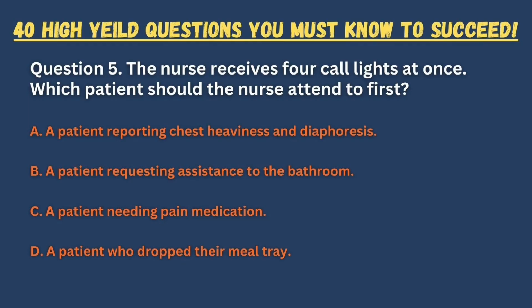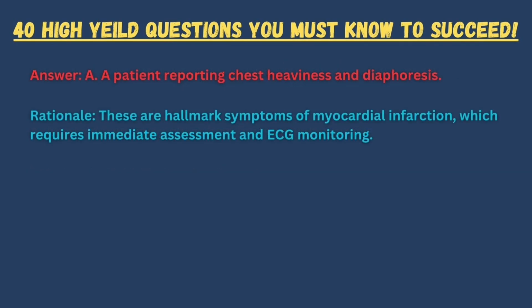A. A patient reporting chest heaviness and diaphoresis. B. A patient requesting assistance to the bathroom. C. A patient needing pain medication. D. A patient who dropped their meal tray. Answer: A. A patient reporting chest heaviness and diaphoresis. Rationale: these are hallmark symptoms of myocardial infarction, which requires immediate assessment and ECG monitoring.